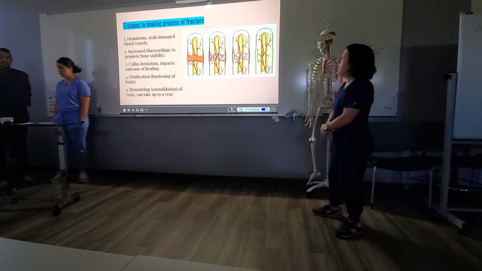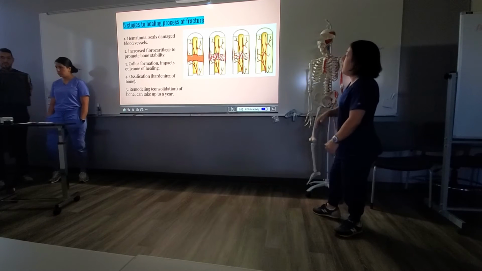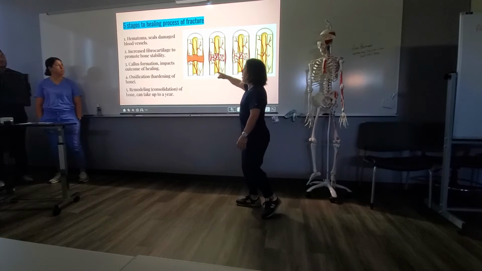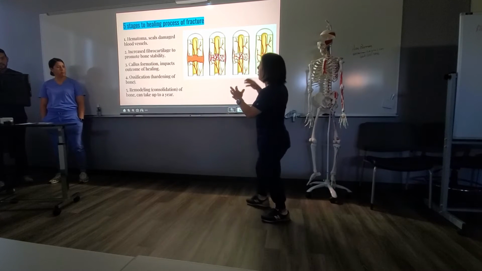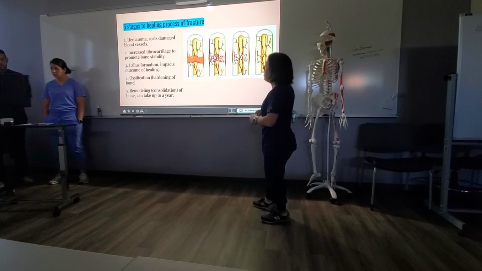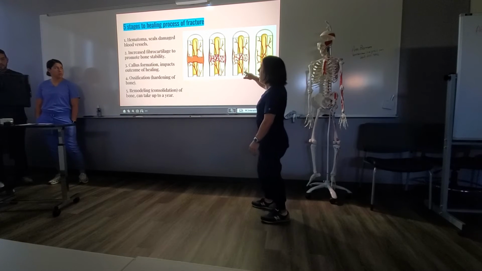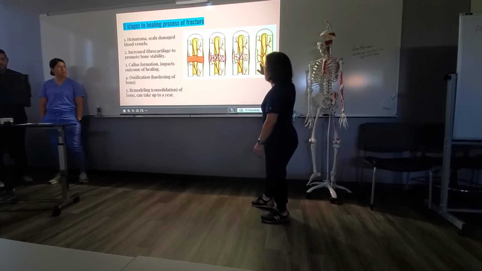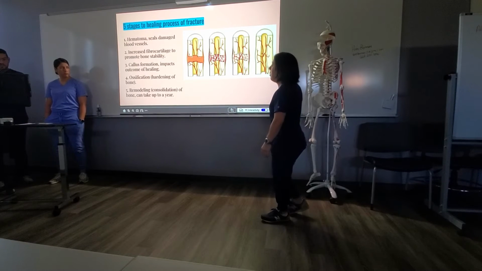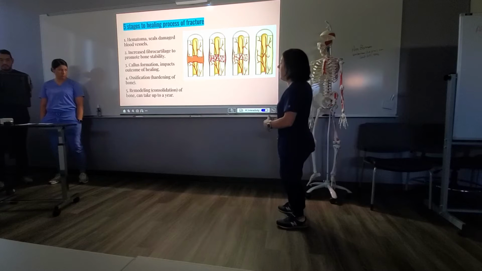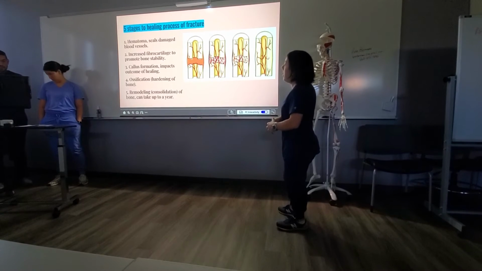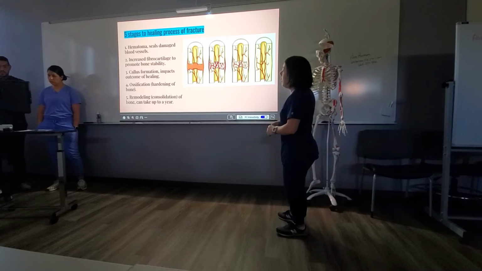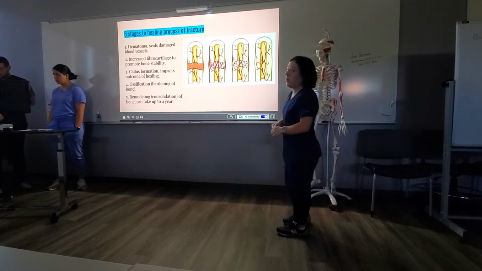So these are the 5 healing stages of fracture. The first one is hematoma, when the blood vessels start to seal the area of the fracture. Then you have increased fibrocartilage to promote bone stability. And then you have a callus that's going to impact the outcome of the healing. Then you have ossification, which is hardening of the bone. And the last step is remodeling of the bone itself, and that can take up to a year.